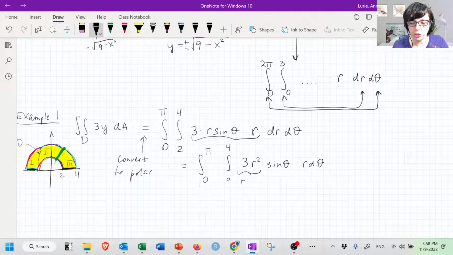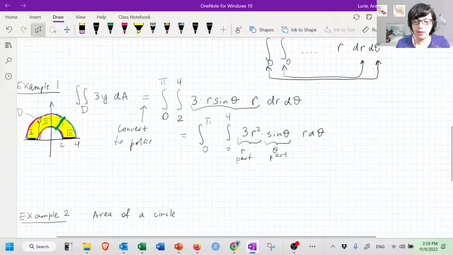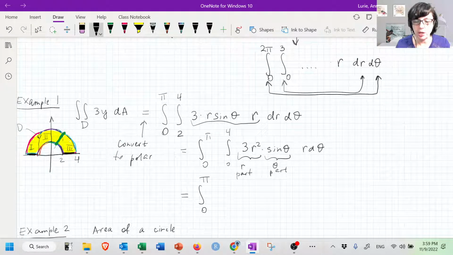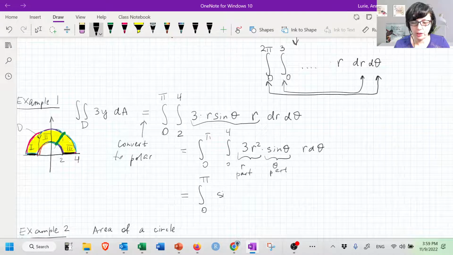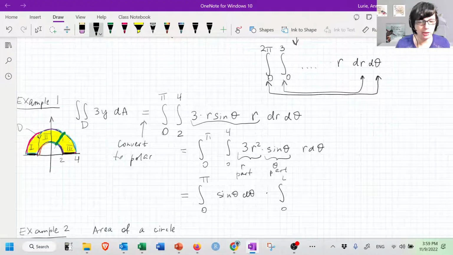So it's splittable. This part is just the r part, it has no theta, and this part is the theta part, it has no r. They are multiplied, so in that case a double integral just becomes a product of two integrals. One is from 0 to pi of sine theta, and that's just a regular integral, multiplied by the integral from 0 to, oh, I'm sorry, that's not 0 to 4. I made a mistake. This is supposed to be 2, right?